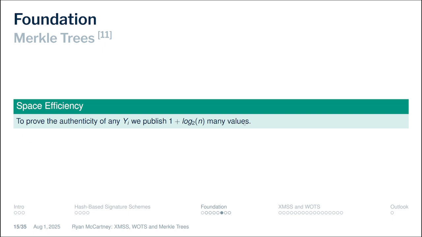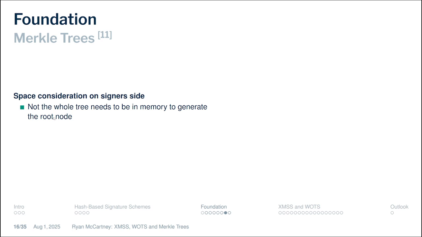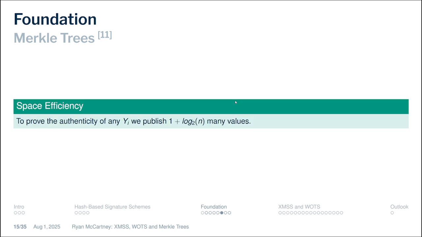So this means, as a result of this, we need to publish y1 plus log 2 of n many values, where n is the number of nodes in the tree. Number of y1 to yn.